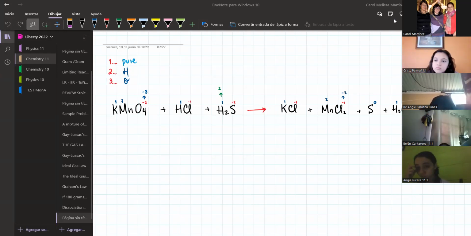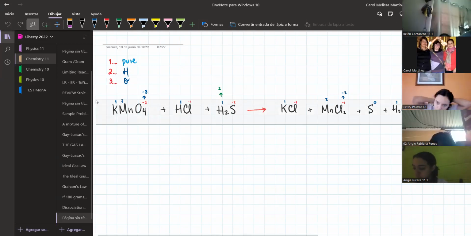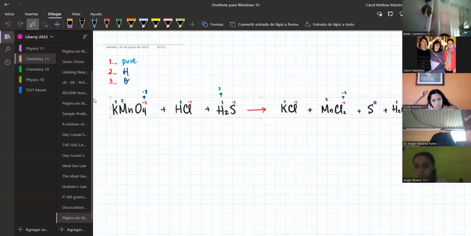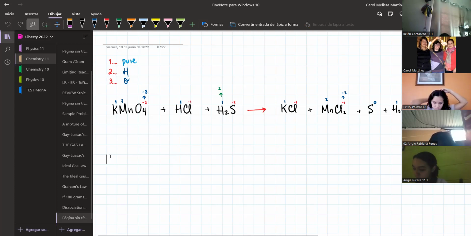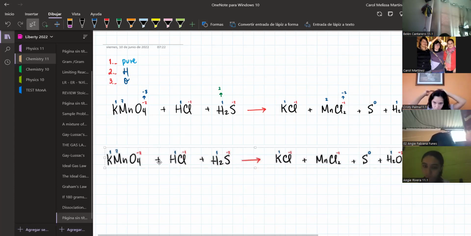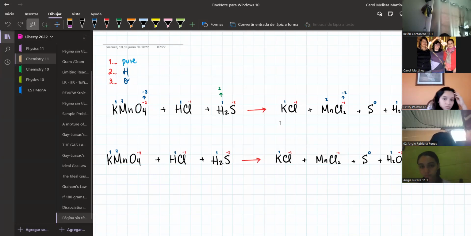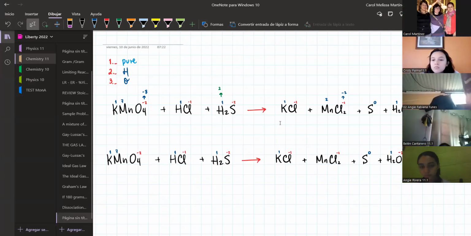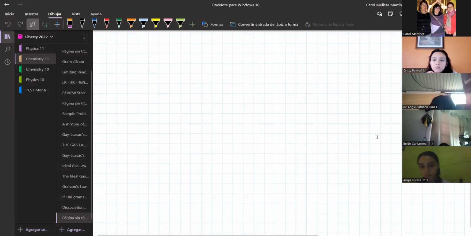So I have my equation with all of its charges over there. Belén: Miss, but chloride is not ClO2. That's chlorite. This is the chloride ion, the binary one. Let me show you the difference. Okay, okay.